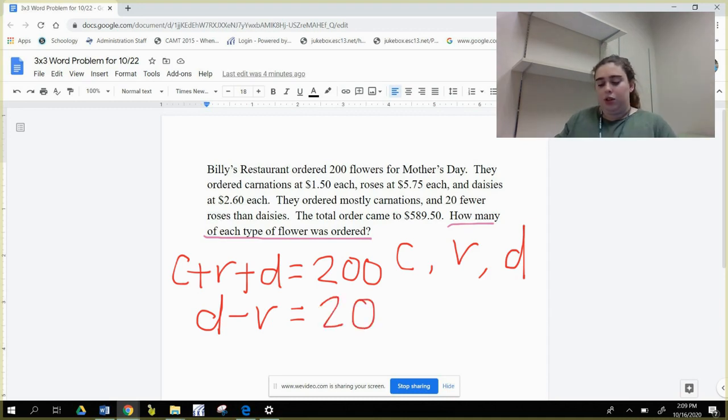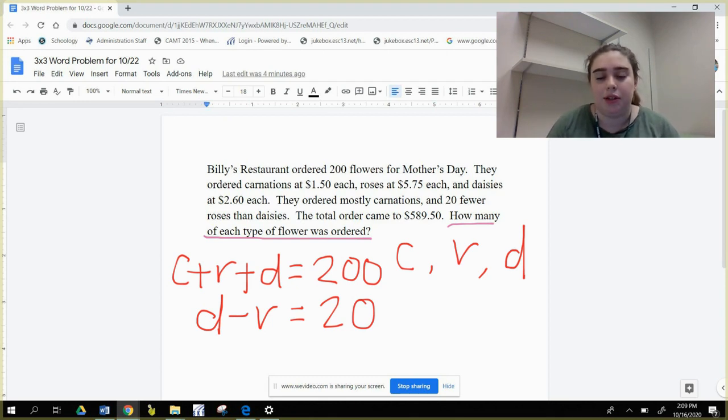Okay? So even though this second equation doesn't have all three variables, this can still help us. All equations don't have to have all three variables, okay? All right, so now we need one more. So what other piece of information have we not used? What we haven't used yet in particular is the total for money that it came to.